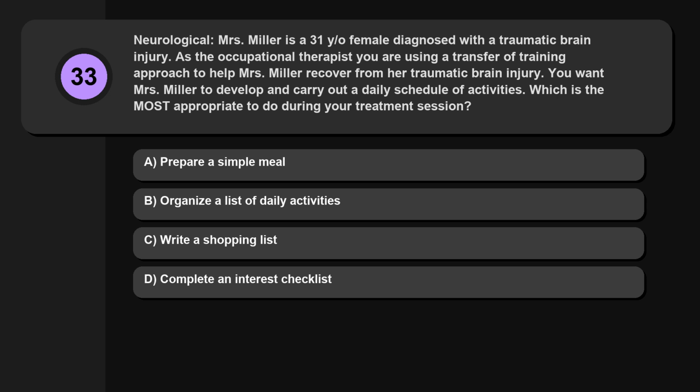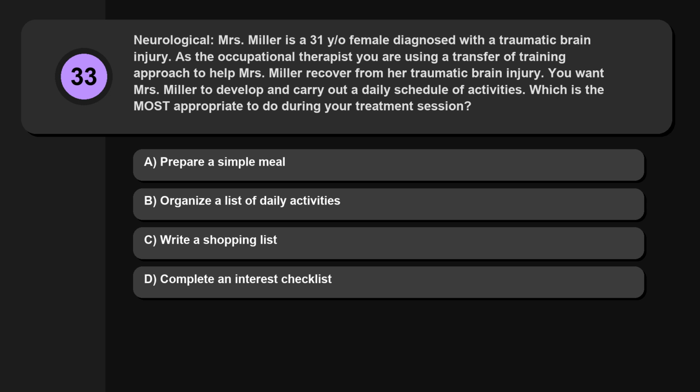Question 33. Neurological. Mrs. Miller is a 31-year-old female diagnosed with a traumatic brain injury. As the occupational therapist, you are using a transfer of training approach to help Mrs. Miller recover from her traumatic brain injury. You want Mrs. Miller to develop and carry out a daily schedule of activities. Which is the most appropriate to do during your treatment session?